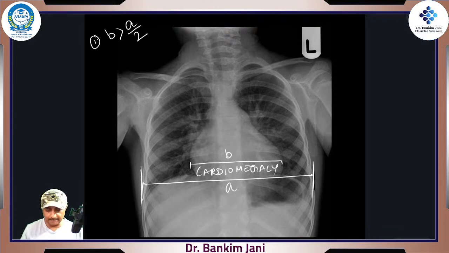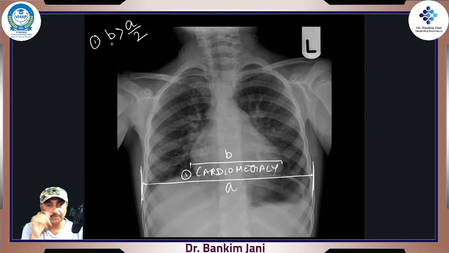Easy, right? Maximum width of the heart, that is B. Maximum width of the chest, that is A. And if B is more than or equal to half of A, then it is cardiomegaly. So this is the first point which is instantly evident. You just see it and you know that yes, it is there. Now the second one, what can really happen to the heart?